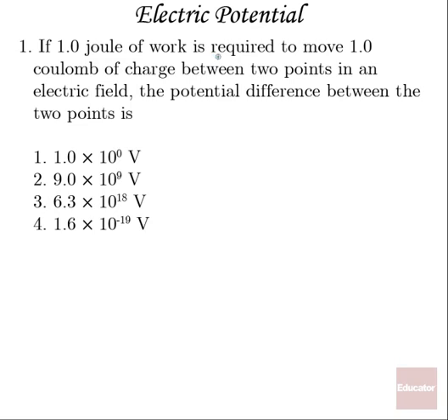Number one, if 1 joule of work is required to move 1 coulomb of charge between 2 points in an electric field, the potential difference between the points is? Well, potential is going to be the work or the energy divided by the charge, so that will be 1 joule over 1 coulomb, or just 1 volt. And 1 times 10 to the 0, 10 to the 0 is 1, so number 1 is just a fancy way of writing 1 volt. Our correct answer, 1.